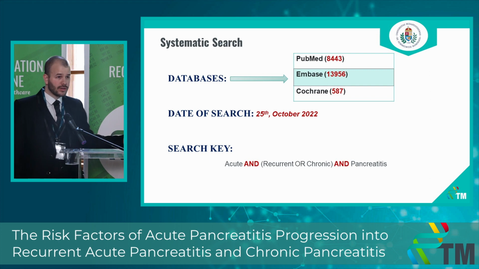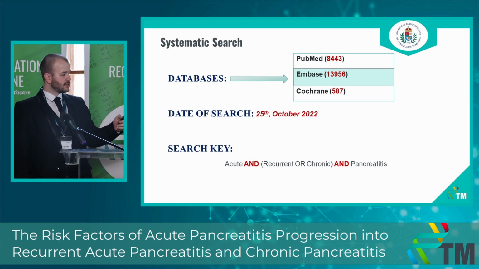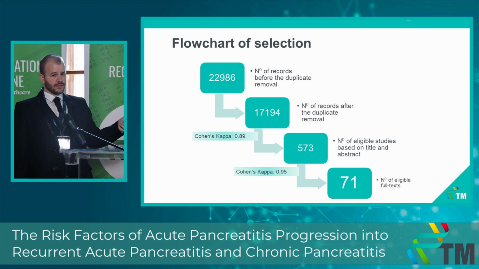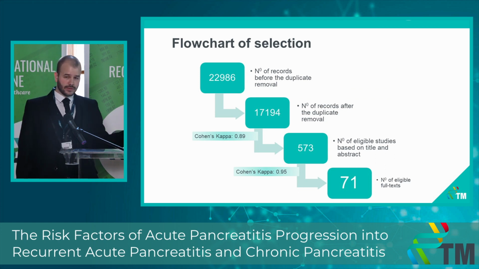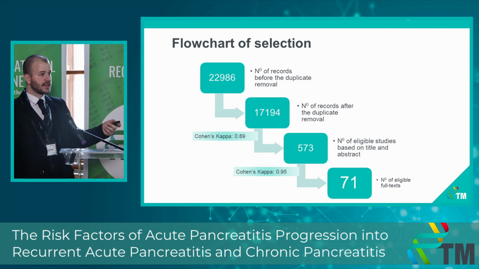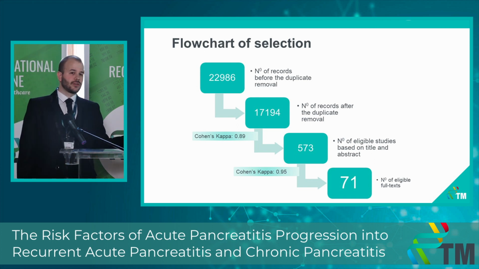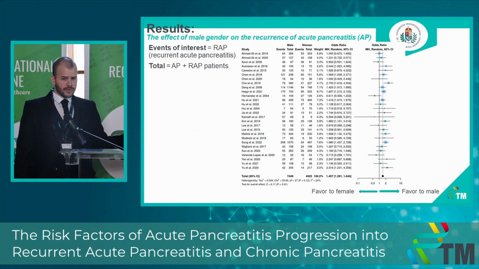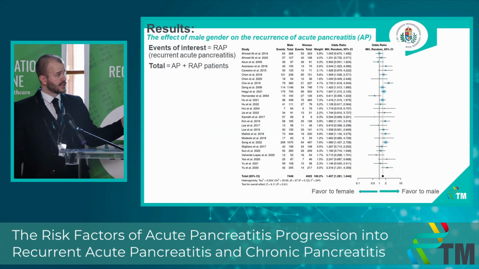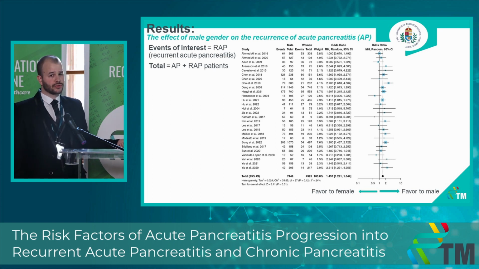To achieve our goal, we have done a systematic search in 3 databases using this search key. Here you can see the flowchart of our selection. Out of 23,000 articles, we included 71 in the quantitative synthesis after title, abstract, and full text selection. Now I'm going to show you 5 forest plots, a few of our results, presenting different parameters' effect on the recurrence rate of acute pancreatitis.